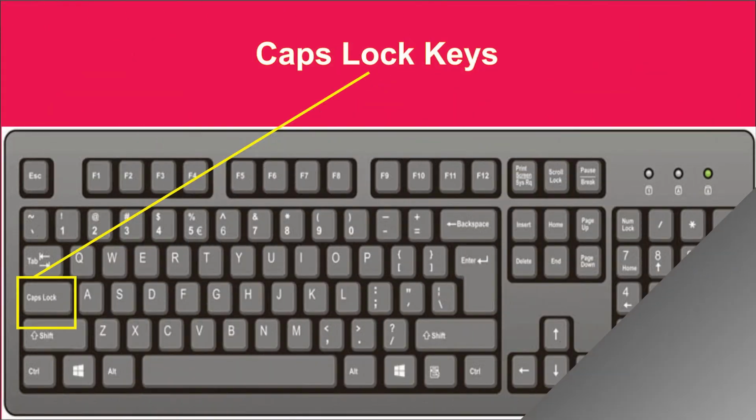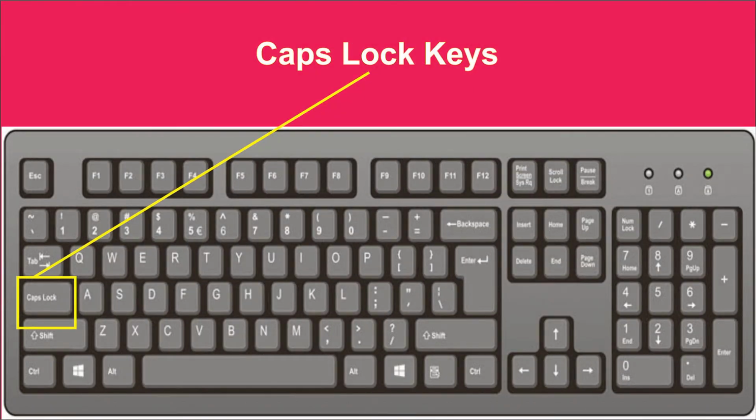Then we have cap lock key. Why do we use cap lock key? Cap lock key is basically used to type alphabets in capital letters. The moment you press cap lock key, you will get an LED indicator towards the right. A light will glow on the keyboard. The moment the light glows, that means you can type using capital letters. So cap lock is basically used to type in capital letters.